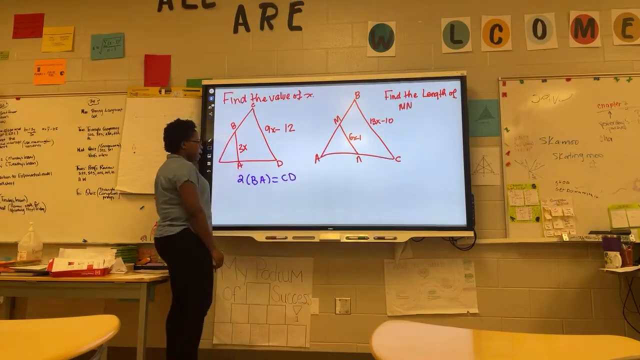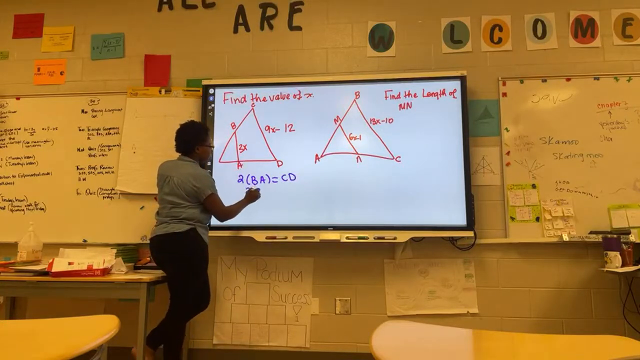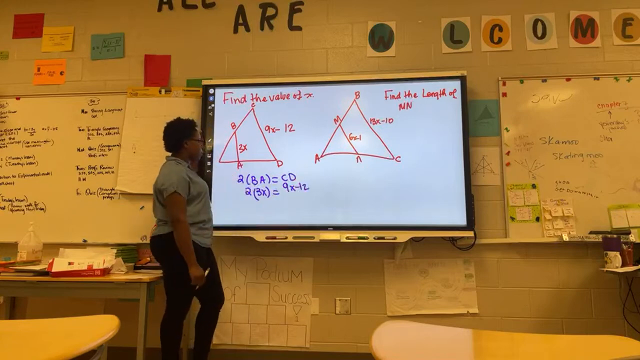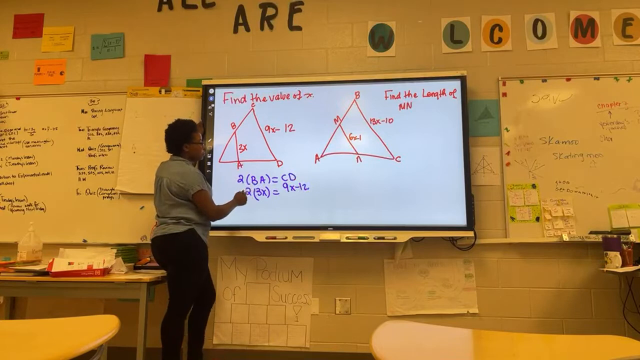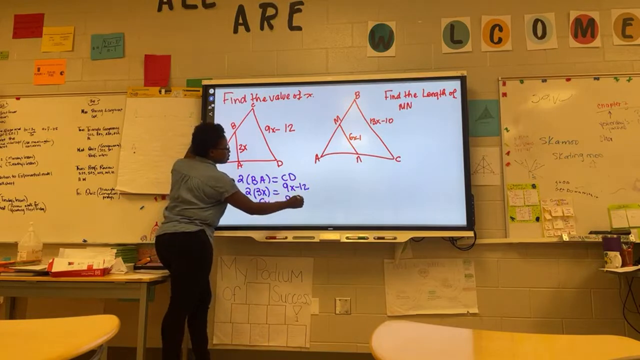So 2x of BA is equal to CD. So BA is 3x, so it's 2 times 3x is equal to whatever CD is, 9x minus 12. Alright, so from here, all we have to do is to simplify. And to simplify here, you basically multiply. So 3 times 2 is 6, so it's 6x is equal to 9x minus 12.